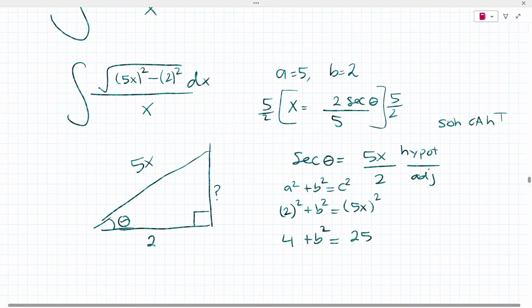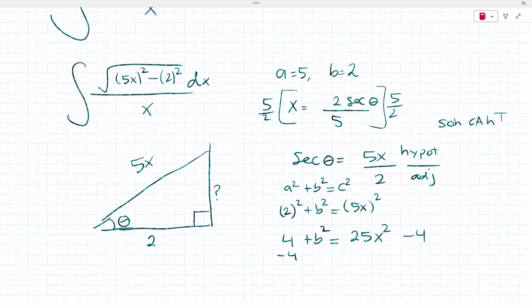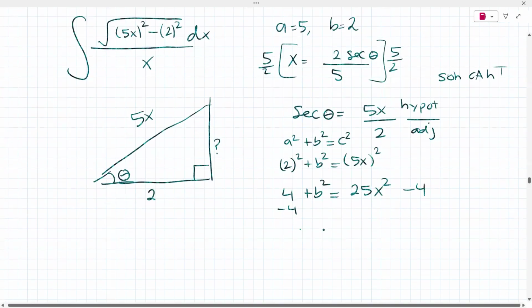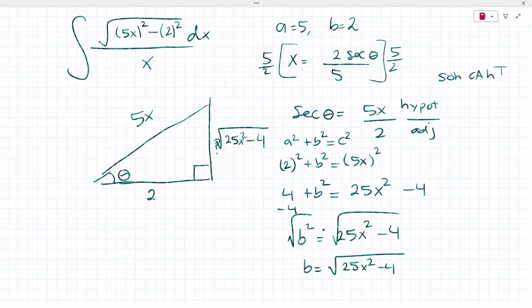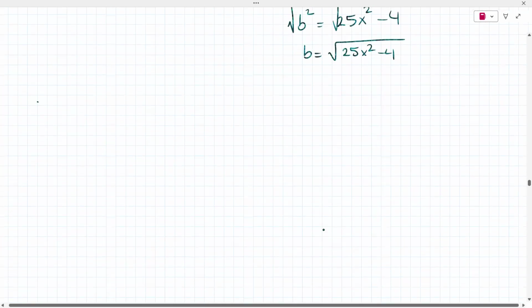5x squared is 25x squared. Subtract 4. And you get b squared equals 25x squared minus 4. Solve for b by taking the square root. Okay, so this leg right here is going to be expressed as the square root of 25x squared minus 4. Okay, then you're going to go do some back substitution.